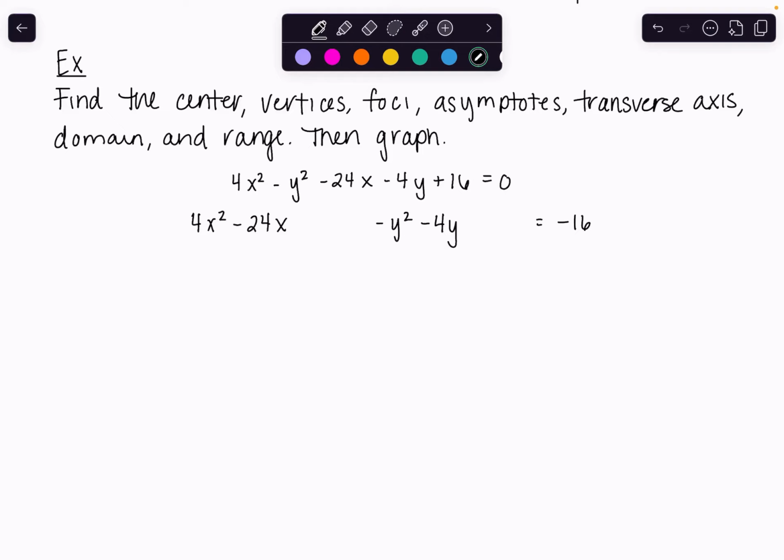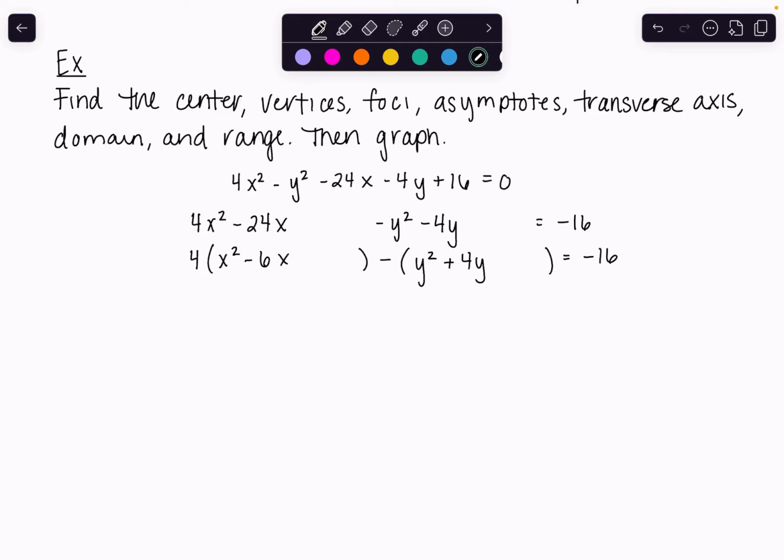In order to complete the square, I need to have a positive 1 in front of each of these terms. So for the x, I have to factor out a 4. That leaves me with x squared minus 6x. And then here we factor out a minus sign, which gives us y squared plus 4y.